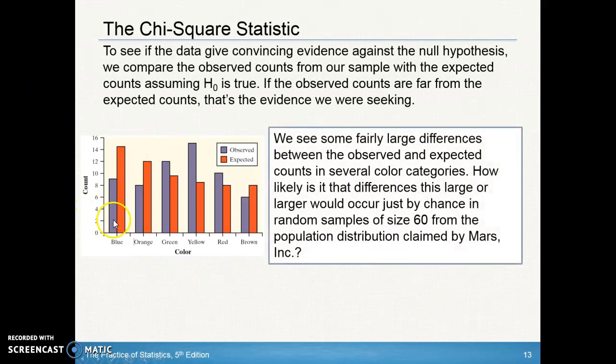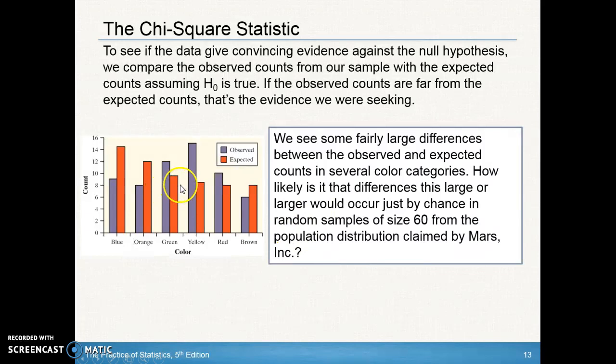So take a look at these distributions. Blue, this is my observed, and this is what we expected to get. There's a pretty big difference here. Orange, this is what we observed, this is what we expected to get. This one's not quite as bad. Look at the yellow. This is what we observed, and this is what we expected, and these two are not that much off. There's some fairly large differences between the observed and the expected. How likely is it that the difference is large enough that it occurred by chance alone, just by chance, I just so happened in this bag that my colors are different, or is what the company is saying not incorrect?